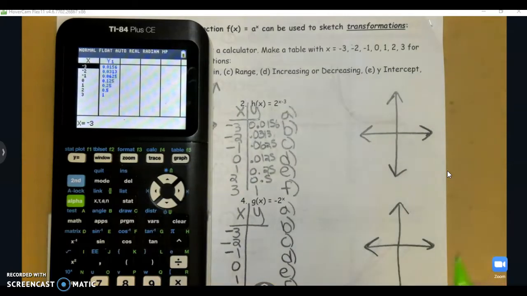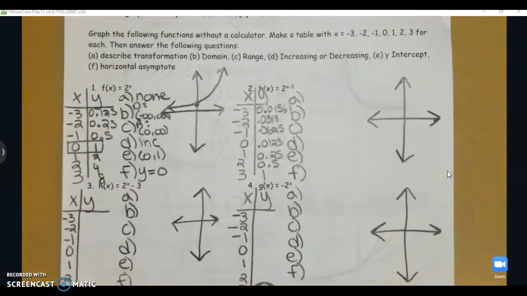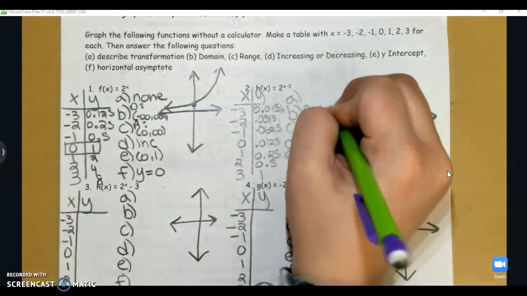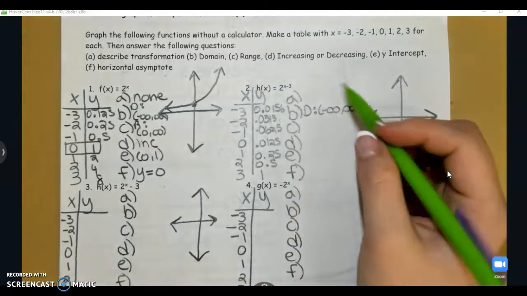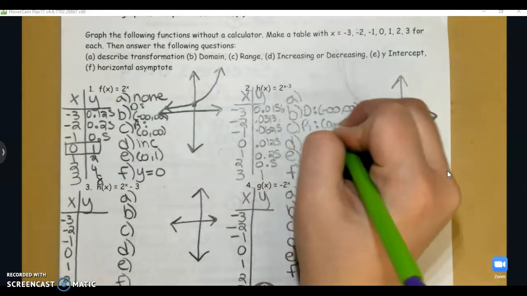Okay, so if we don't recognize a transformation right away, that's okay. Let's talk about what we know. So our domain is still all real numbers. There's nothing that x cannot be. And our range is still going to be producing all positive numbers. So that's still going to be 0 to infinity.